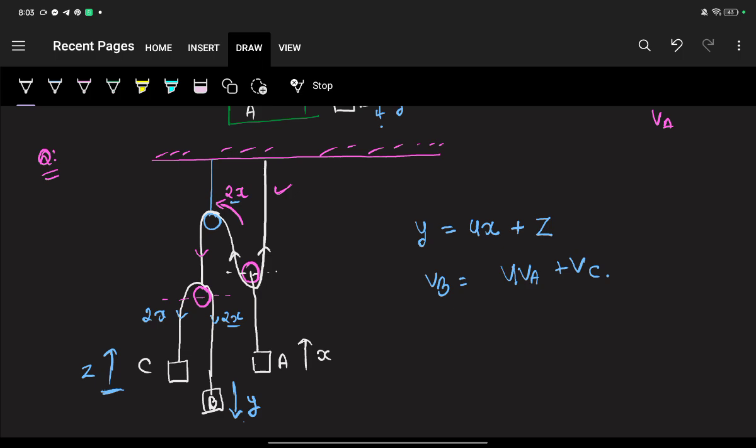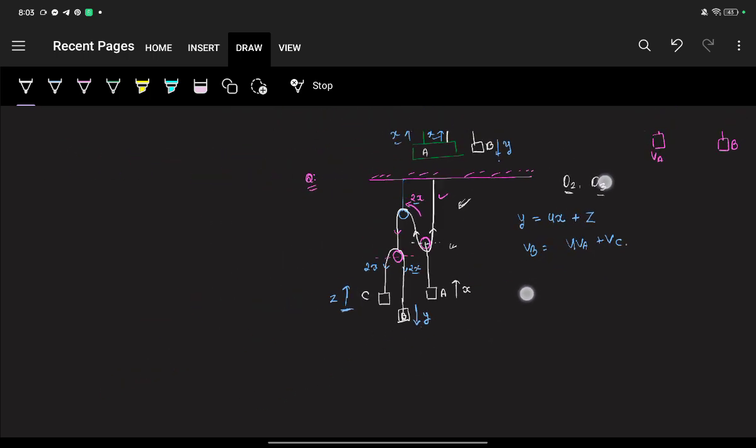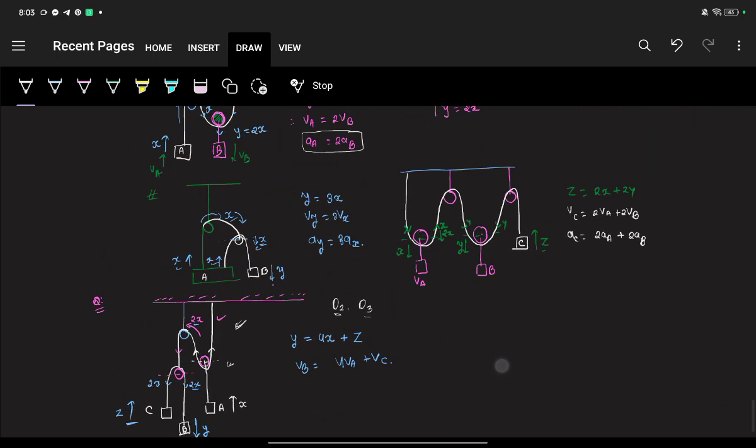So there are D2 and D3 methods to solve this question very easily. Still it looks a bit messy, but we'll use the D2 and D3 method to solve this question. That method is called the work tension method.